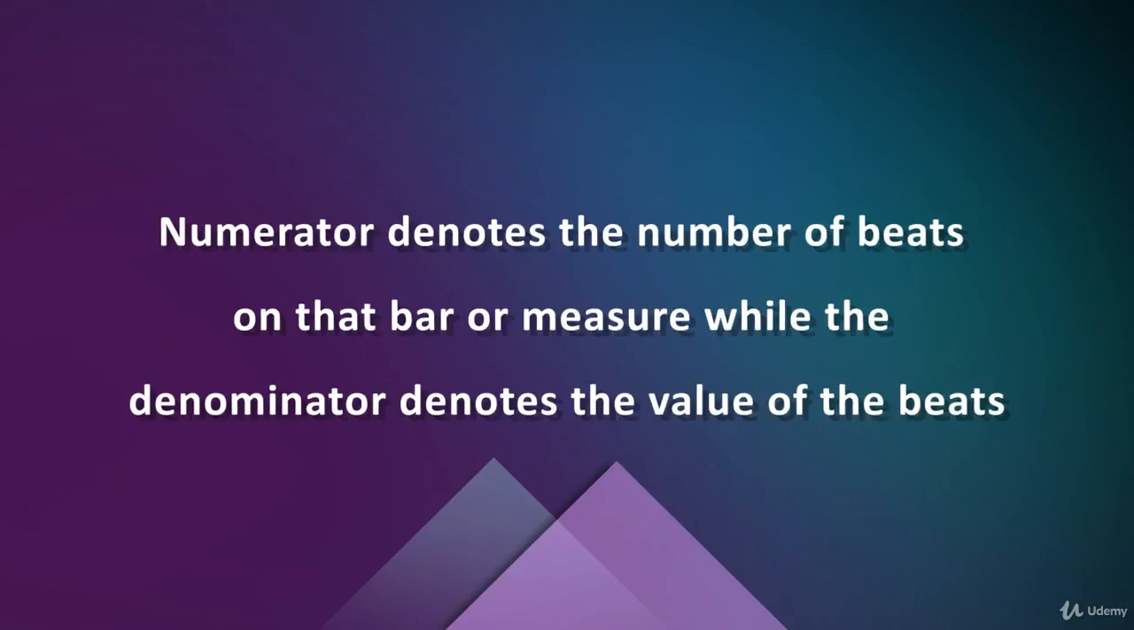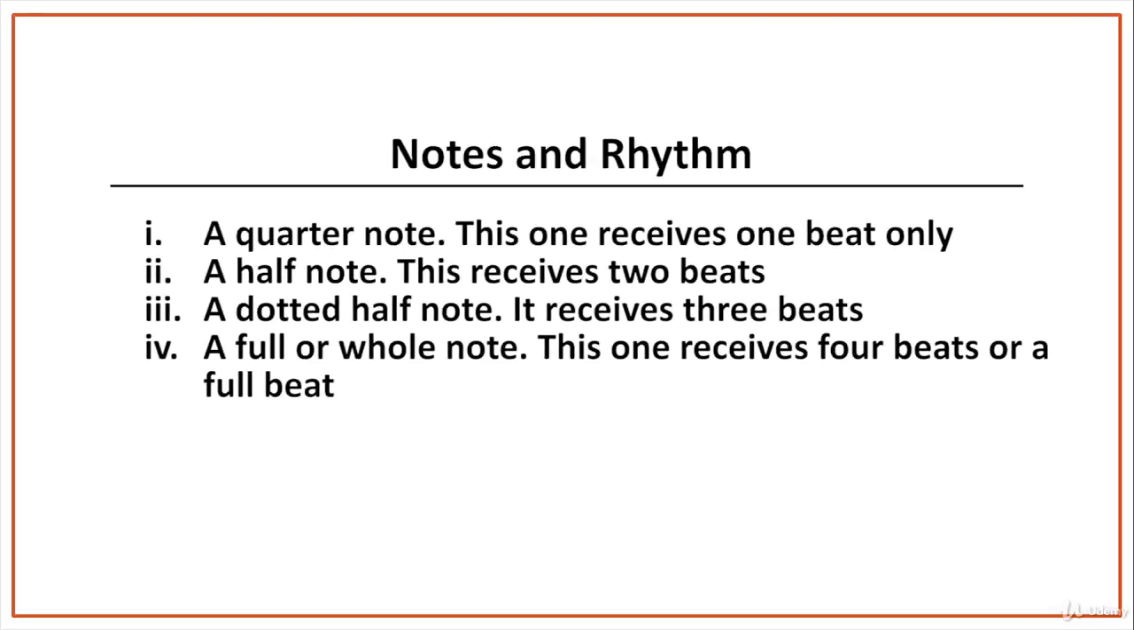Now that you know what a time signature is, let us determine the value of each note. A number 4 denominator means the values of the notes are: 1. A quarter note. This one receives 1 beat only. 2. A half note. This receives 2 beats. 3. A dotted half note. It receives 3 beats. 4. A full or whole note. This one receives 4 beats or a full bar.